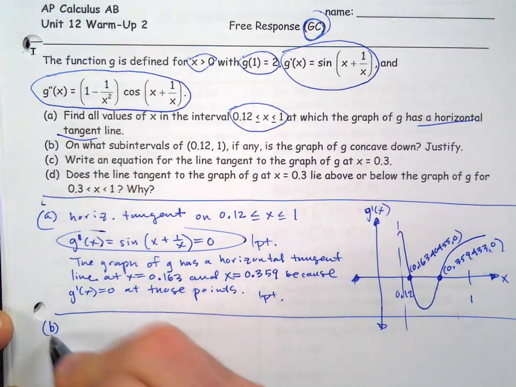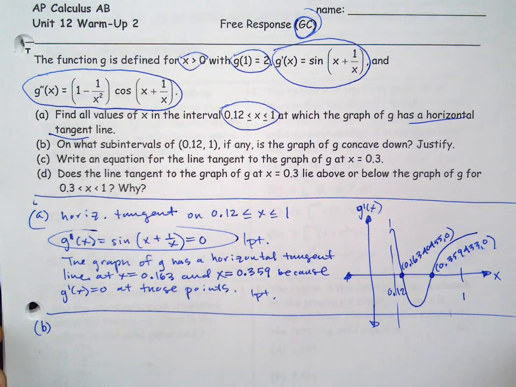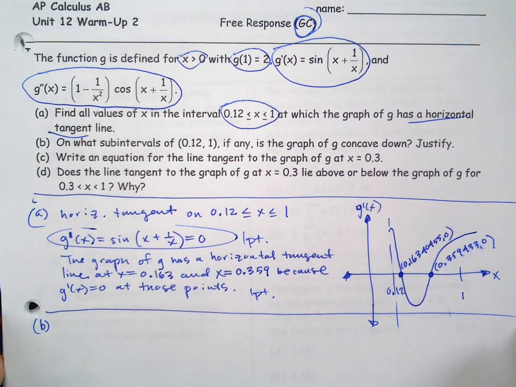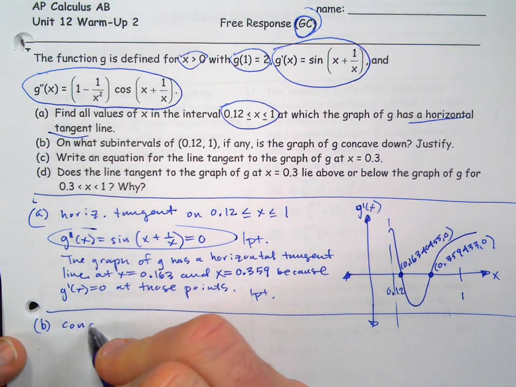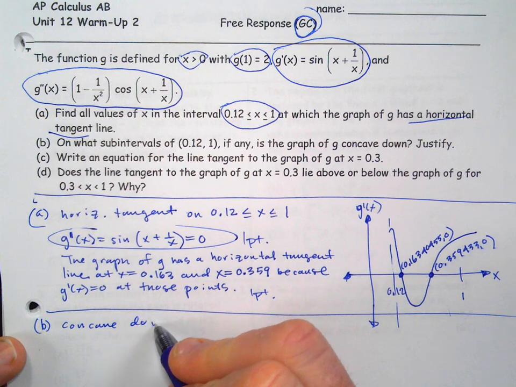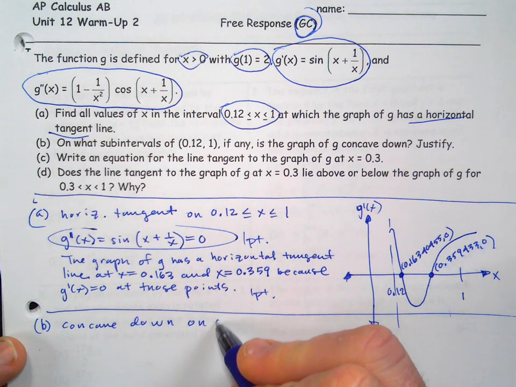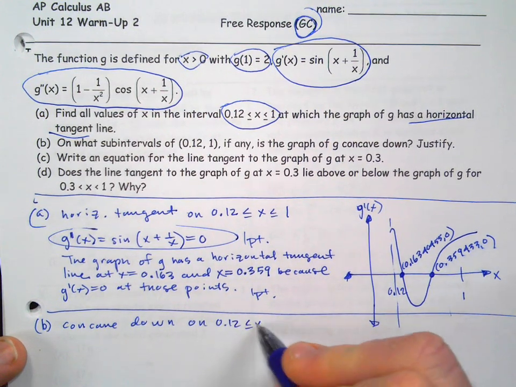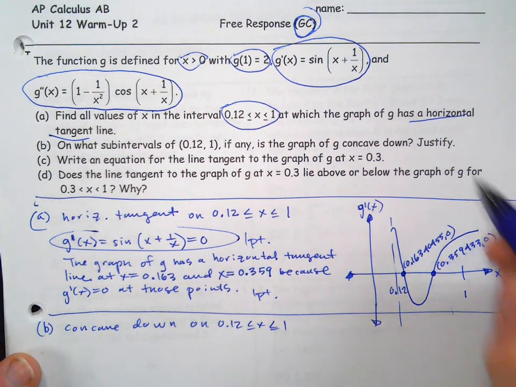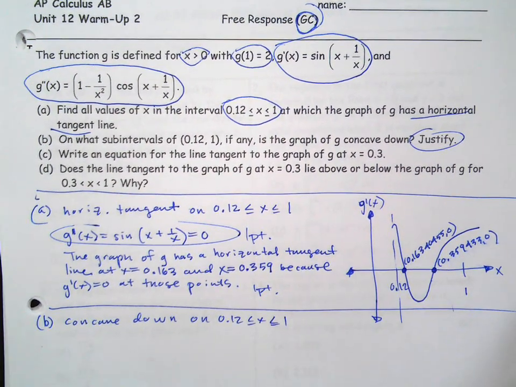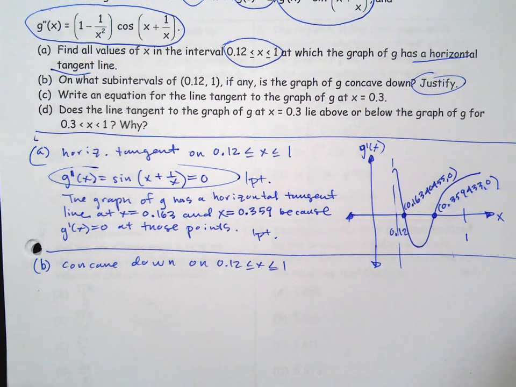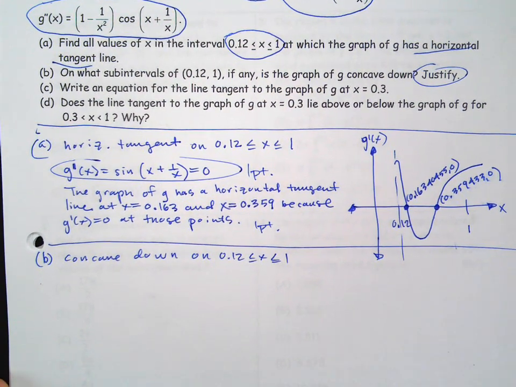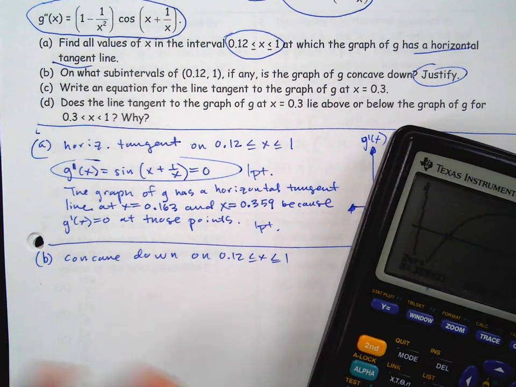Okay, B. On what intervals in 0.12 to 1, if any, is the graph of g concave down? So we're looking for concave down on 0.12 to 1. Justify your answer. Okay? Does that mean we say like second derivative test or something like that? No, that's nothing to do with concavity, concave down or up. It has to do with relative maximum or minimum. So, but we are going to look at the second derivative.